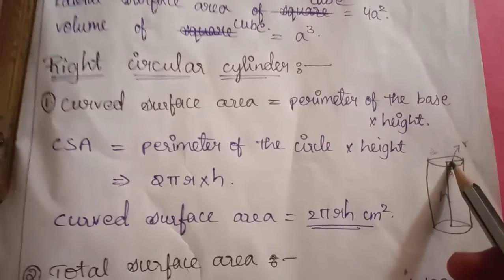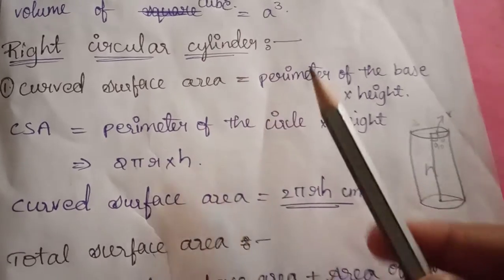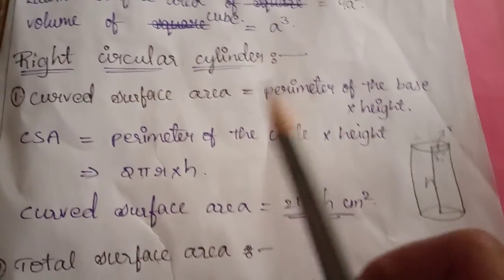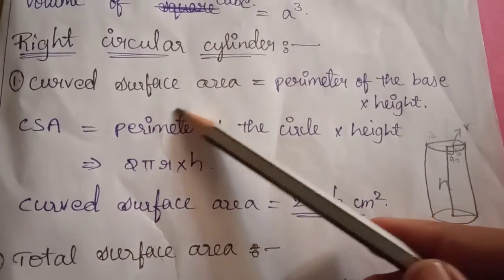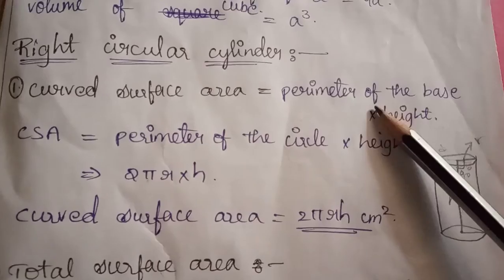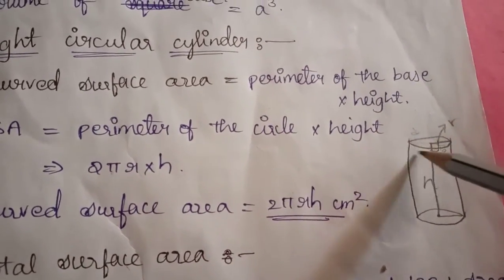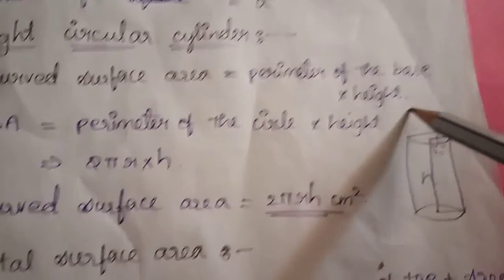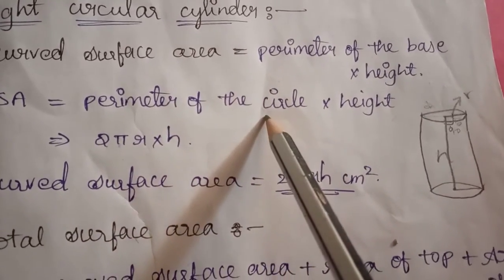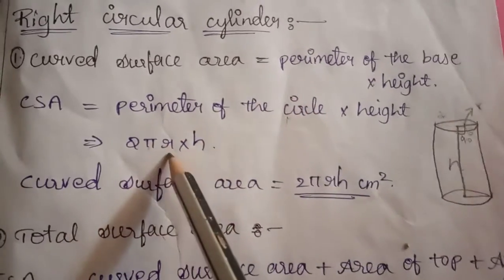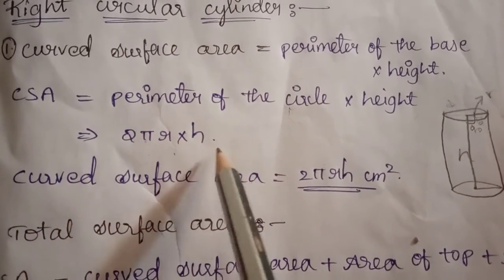Coming to the surface areas, here the surface areas are the curved surface area, because it is in the shape of a curve, and the total surface area. The curved surface area is equal to the perimeter of the base into height. I have already said that the base of the cylinder is a circle, so the perimeter of the circle into height. What is the perimeter of the circle? The perimeter of the circle is 2 pi r into h. So the curved surface area is 2 pi r h.